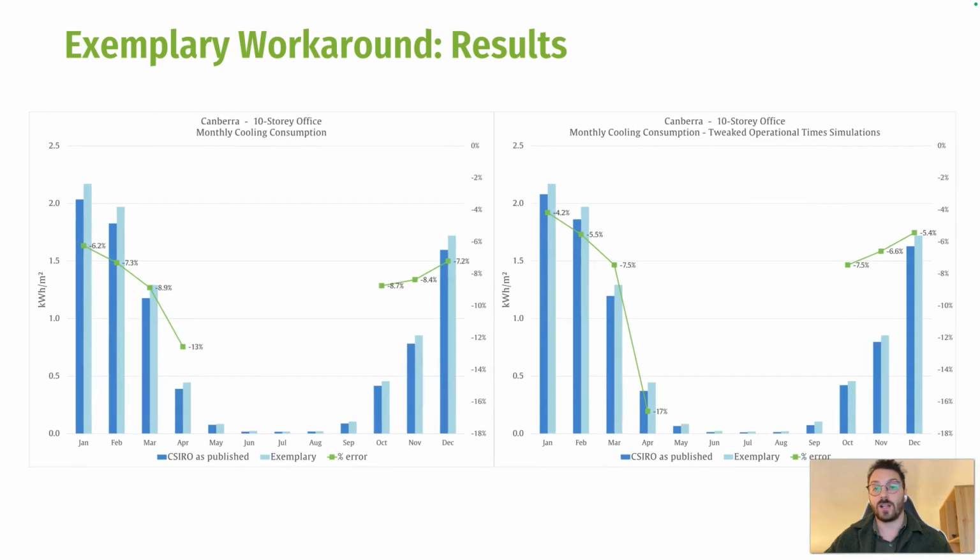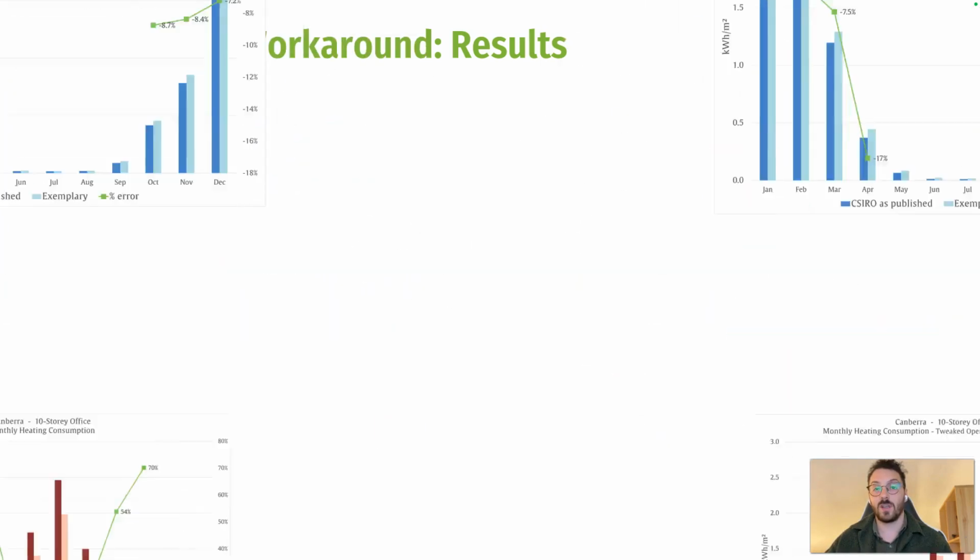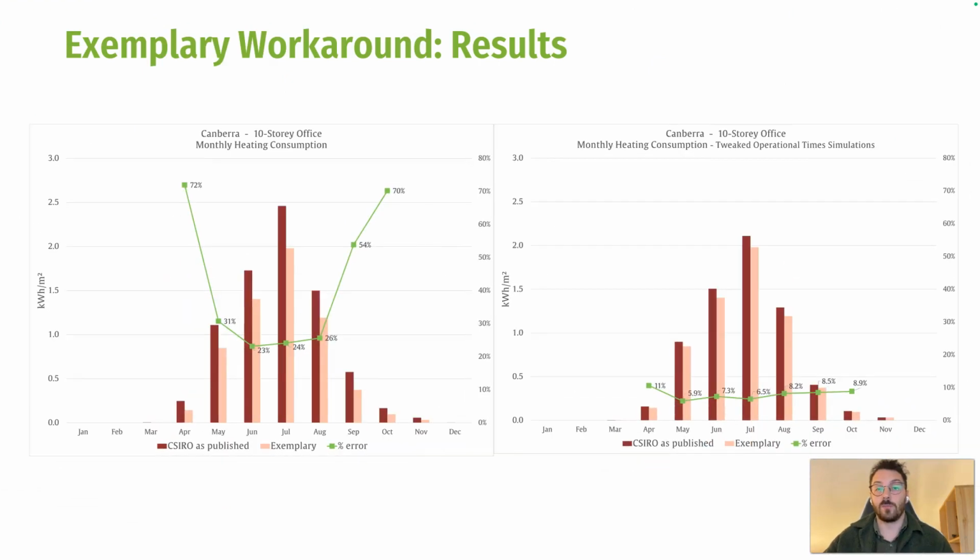So these results show how this workaround is an effective strategy to correct the timestamp errors throughout the CSIRO climate files. The effect on the cooling consumptions is less noticeable, and so to appreciate it better, we wanted to show the percentage errors between CSIRO and Exemplary. And as you can see, it decreases when simulating CSIRO RMIs with tweaked operational times. On the other hand, when looking back at the heating consumption, it is easier to appreciate the effect of this workaround as the error drops significantly.